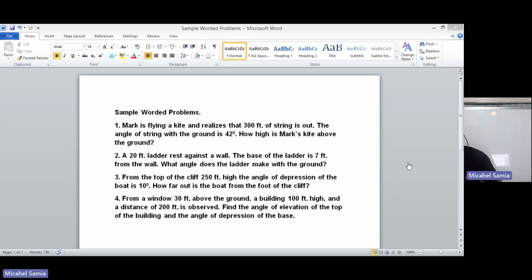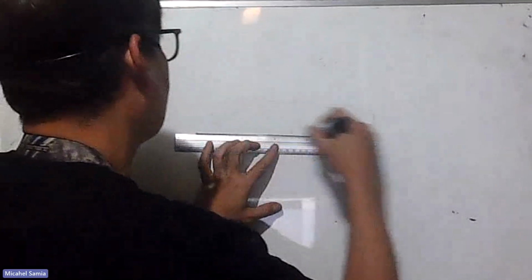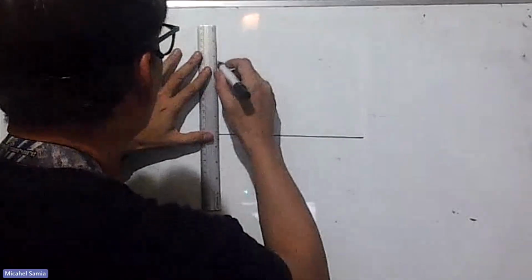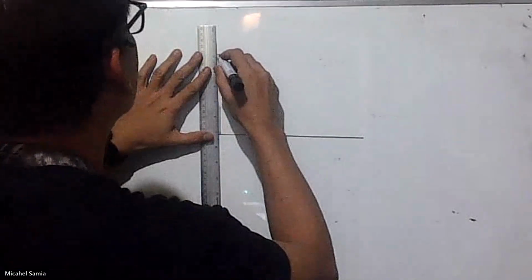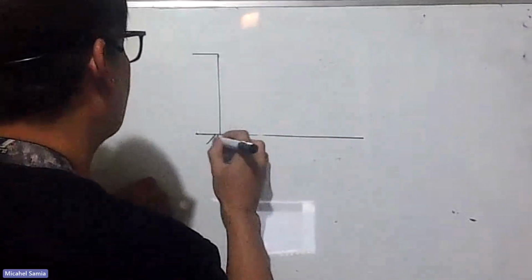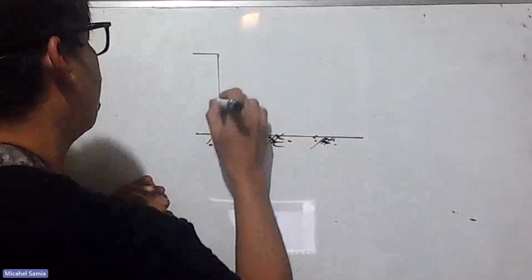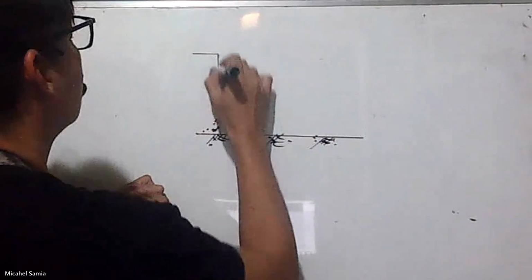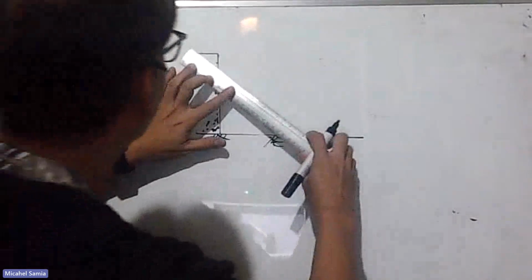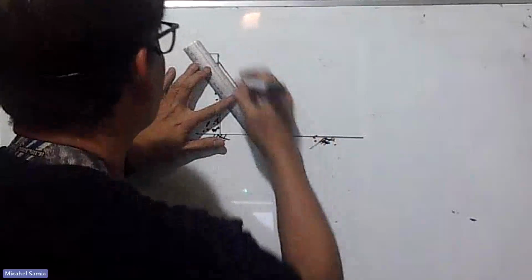Okay, so let's remove the share screen and let's try to illustrate the problem. Sa ground muna tayo, no? So you have your ground here. You have your wall. This aluminum ruler is quite slippery. So this is your ground, and this is your wall. Now you have a ladder resting against the wall. So meron kang ladder dito. Nasandal siya sa pader.